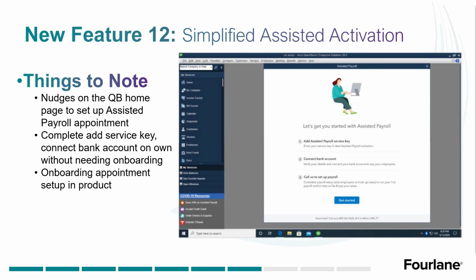The other thing that they've changed with Assisted is they've added some simplification with signing up. So when you get Assisted Payroll, it will give you nudges on the home screen. Hey, don't forget to go sign up for your Assisted Payroll. Let's get you through this process. You can add your payroll service key and connect to your bank account without having to involve Intuit now. And then the rest of the stuff you can go through onboarding, and then you can set up an appointment for onboarding.